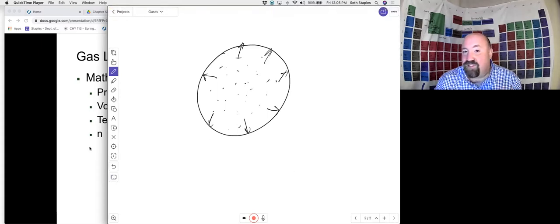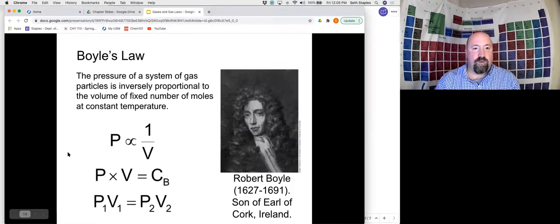Because one of the other nice things about the gas laws is if you think about them from that perspective, these gas laws just make sense. They make intuitive sense if you just think about what is going on and what effects some of these changes we'll talk about will have. So the first one that we're going to talk about is Boyle's Law.